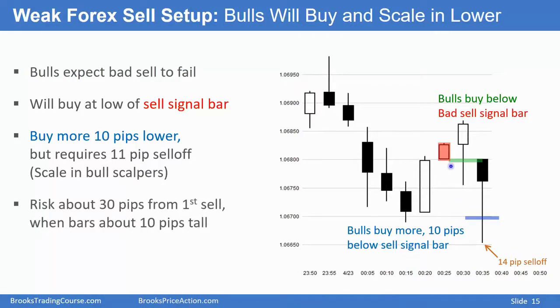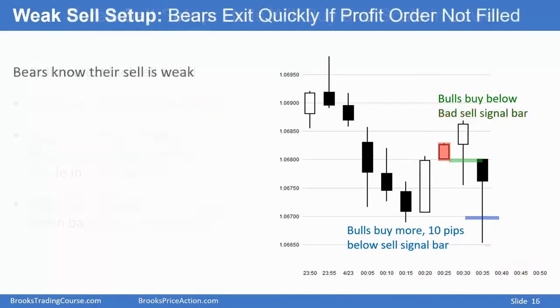Bulls doing that, they might have to risk about 30 pips from their first entry. So they buy here, buy more 10 pips lower. Maybe they're willing to buy more 20 pips lower. In general, if you're doing that kind of trading, you have to risk about 3 times the size of a minimum scalp, 10 pips. So you have to risk about 30 pips. Most traders should not be doing this. They certainly should not be doing the scaling in. Experienced traders do it regularly. The bears know that selling below this bar is a bad short, probably not going to be profitable. We have a bull body and consecutive bull bars and a weak sell-off.